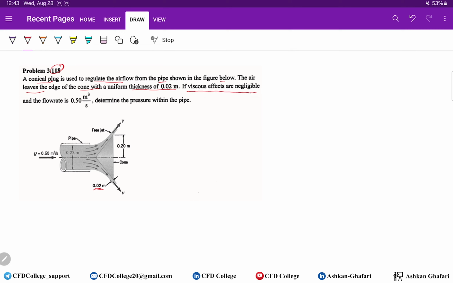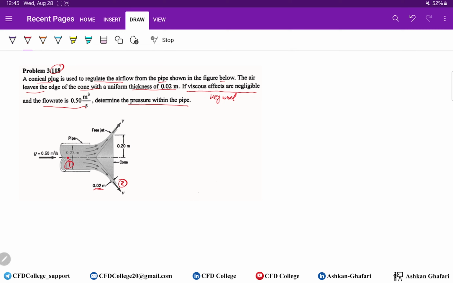If viscous effects are negligible, key word for the Bernoulli equation, and the flow rate is this much, determine the pressure within the pipe, pressure here. So in this problem, first things first, the first step is identifying the key points. It's obvious that here should be point 1, because we should find the pressure within the pipe, and the exit should be the second point.